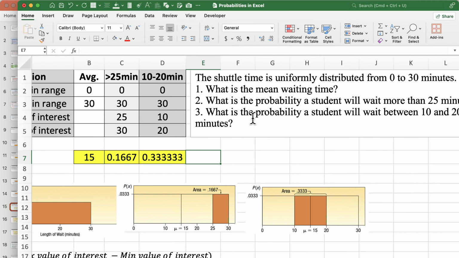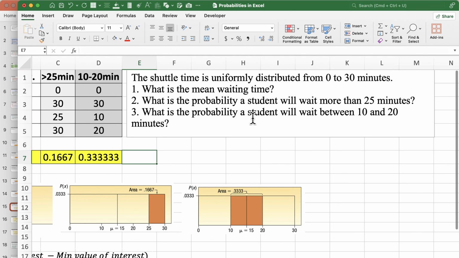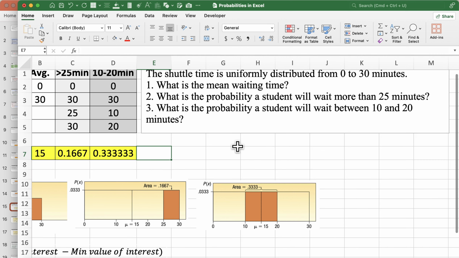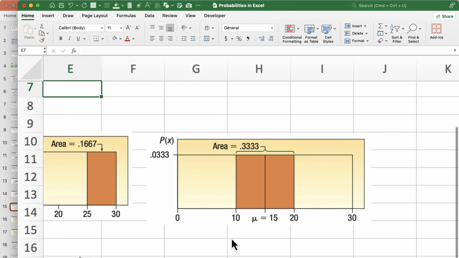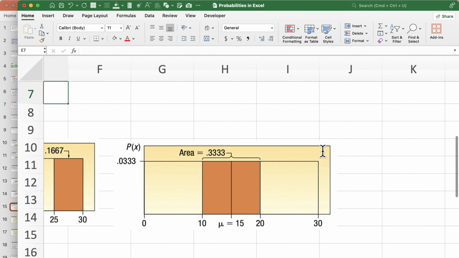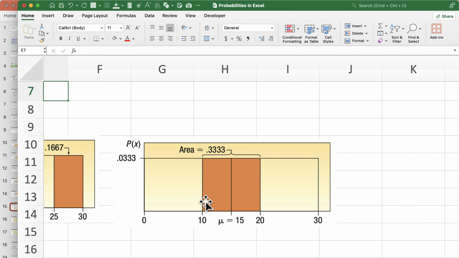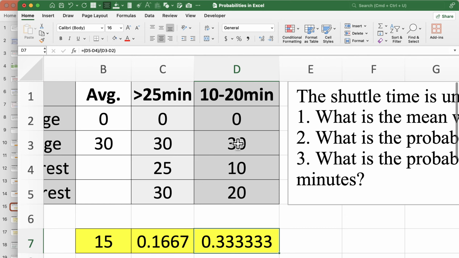And the last one, what's the probability that a student will wait between 10 and 20 minutes? First we draw it here. We know this is 10 and this is 20, so which means we are interested in calculating the probability or area of this orange color rectangle, and we know that this is 10 and this is 20, so which means this base is 10 and 10 multiplied by height is 0.033, so which means this probability or the area will be 0.333. We can also use this calculation.